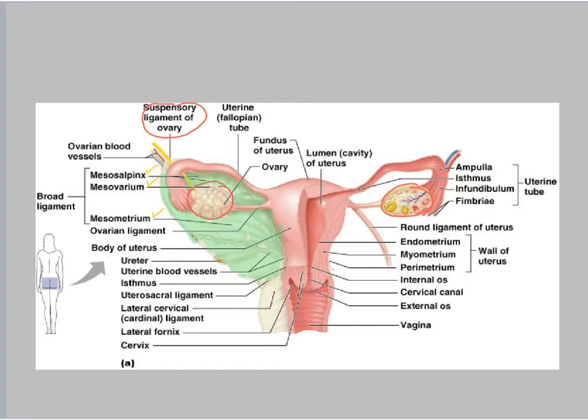And then one last ligament that helps to suspend the ovaries is this one right here, and that's called the ovarian ligament, and that anchors the ovary to the uterus.